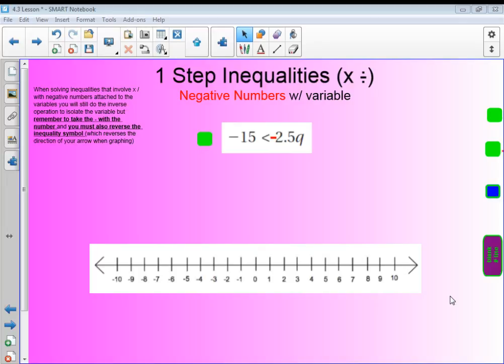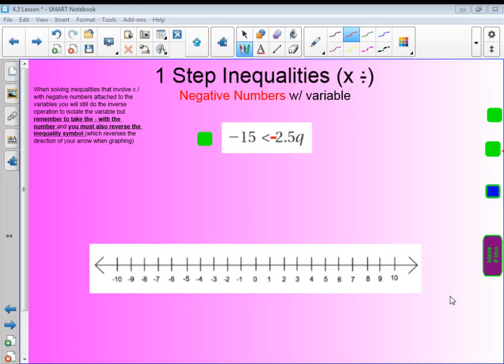So when we solve inequalities that have multiplying and dividing, we're still going to take that negative sign with that number to get it away from the variable. We're still going to be doing inverse operation, but what happens is when we go to the opposite side, it also has to flip or reverse our inequality symbol, which in the end is going to reverse the way our graph ends up being graphed.